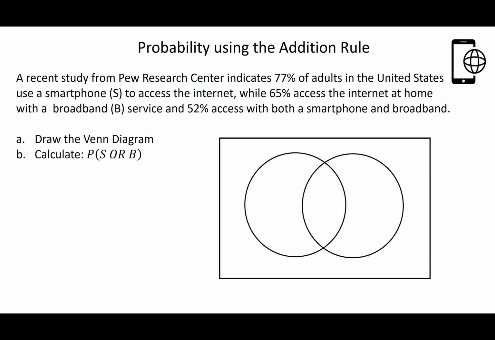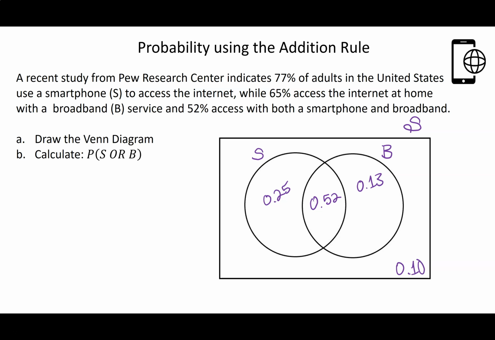So using the addition rule. We went ahead and we solved this without an addition rule, but we are going to go ahead. So it's the same problem as before, still that Pew Research. They're looking at smartphone and broadband. So I'm going to go ahead and relabel here. 0.25, 0.13. This was 0.10, right?